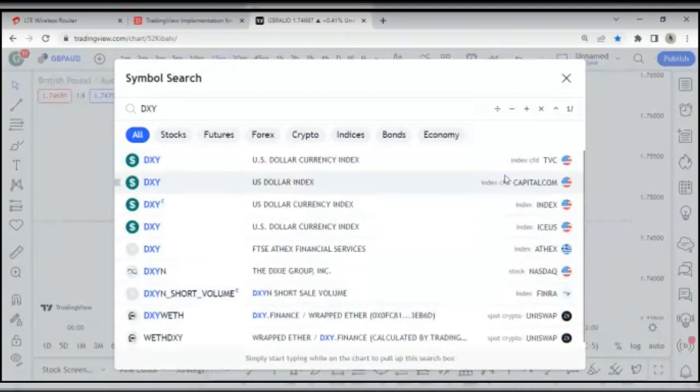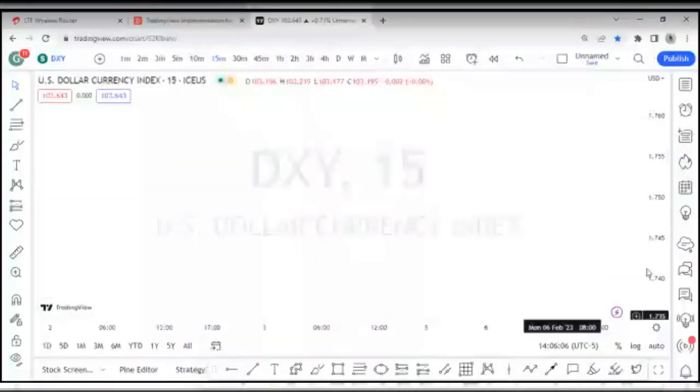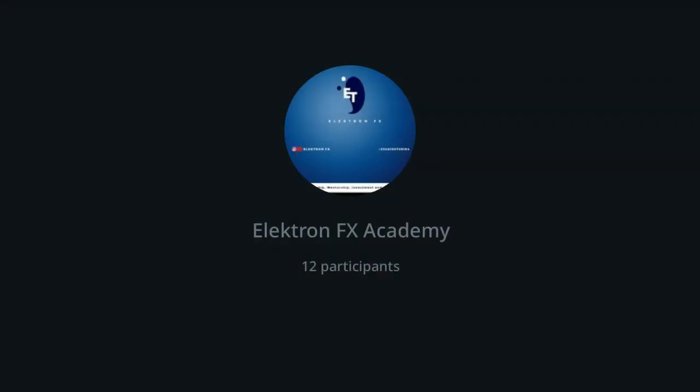I also use the one that is not on my watch list. Which should I use now? Okay, let me use DXY. All those ones are on my watch list, so I can go by them together.